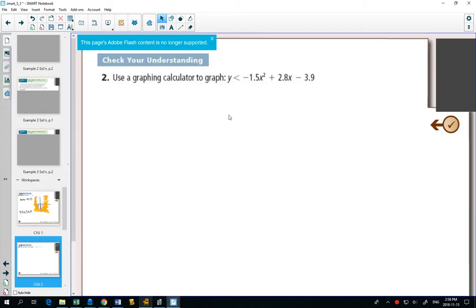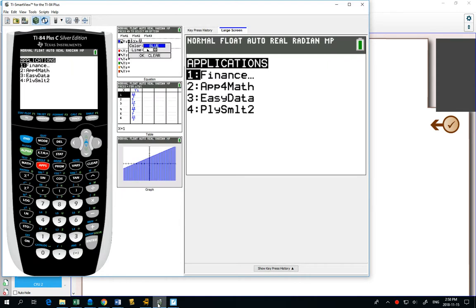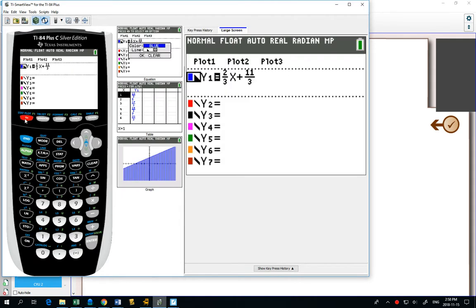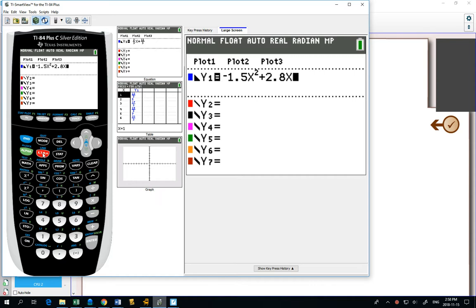Question two says, use a graphing calculator to graph. So if you take out your calculator, let's type this into the equation. And we have negative 1.5 x squared plus 2.8 x. So you can see why this would not be very much fun to complete the square with.